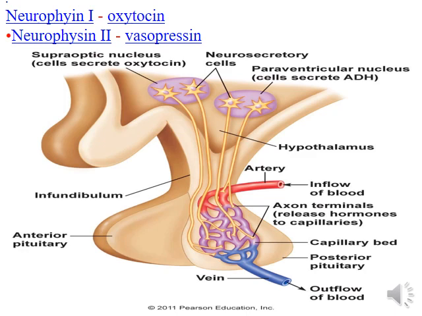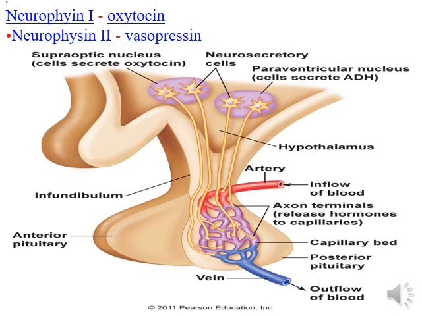But there is a mistake in this slide. The paraventricular nucleus is mainly responsible for producing oxytocin, and the supraoptic nucleus is mostly important for producing ADH. So it must be corrected in this slide. Neurophysin 1 is mostly important for carrying oxytocin, and neurophysin 2 is mostly important for carrying vasopressin.